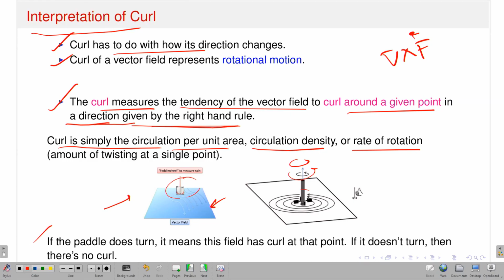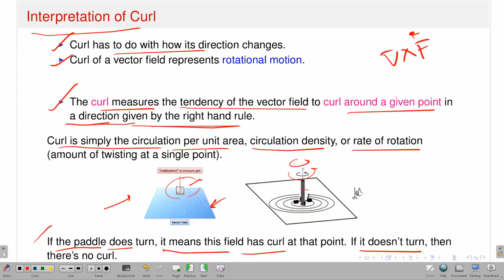In other words, if the paddle does turn, it means that this field has a curl at that point. If the field has a non-zero curl at that point, the paddle does turn. On the other hand, if it does not turn, then there is no curl. That is the interpretation of curl.